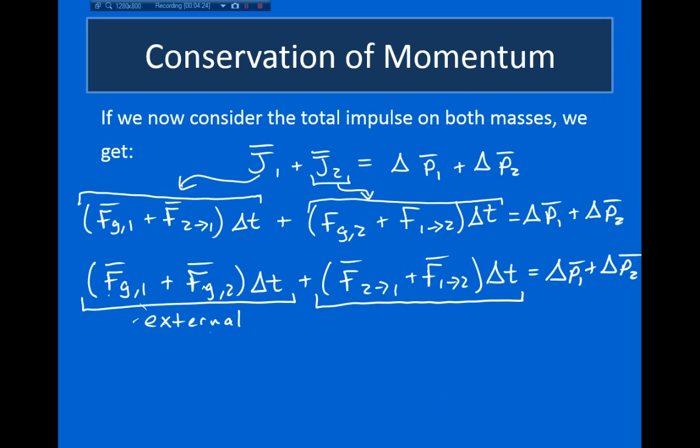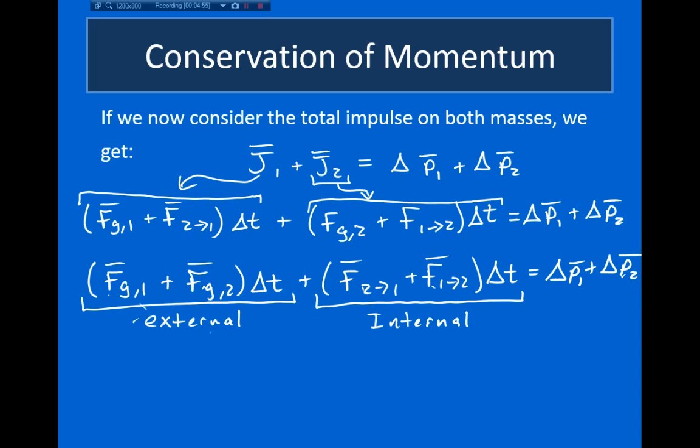And these two forces here, the force that mass 2 exerts on mass 1 and the force that mass 1 exerts on mass 2, I'm going to call these internal forces. These are internal because mass 1 and mass 2 are both of the masses that I'm considering when I look at the effect that they have on the system. Right? So I'm looking at the change in the momentum of mass 1, and I'm looking at the change in the momentum of mass 2. So these two masses are internal to the system.